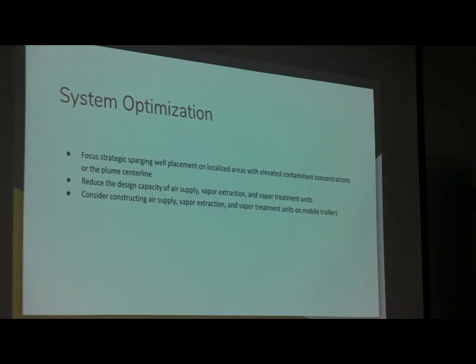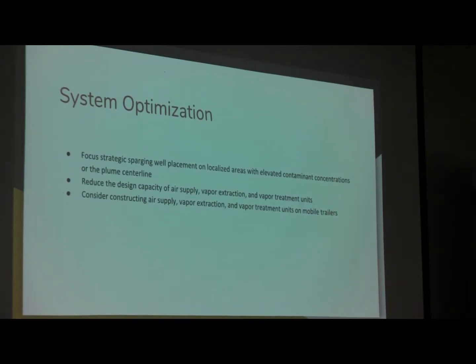And the last one is system optimization. And some points that stand out we need to take into consideration. The first one is focused strategic sparging well placement. One can focus on localized areas with elevated contaminant concentration. This approach can greatly reduce the cost of the installation without substantially increasing the operation time.